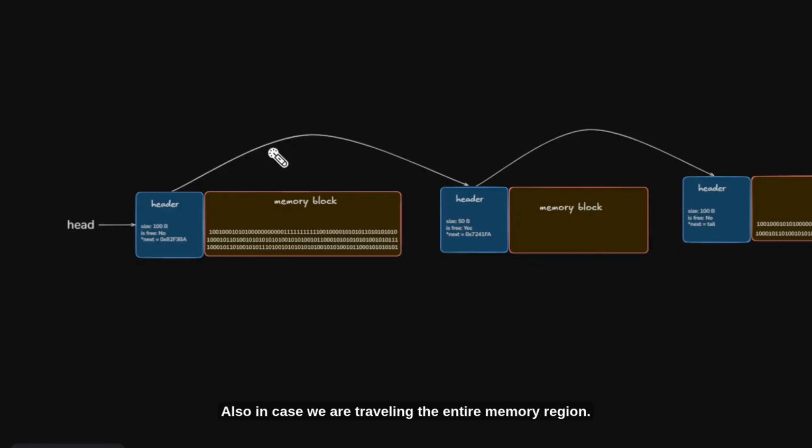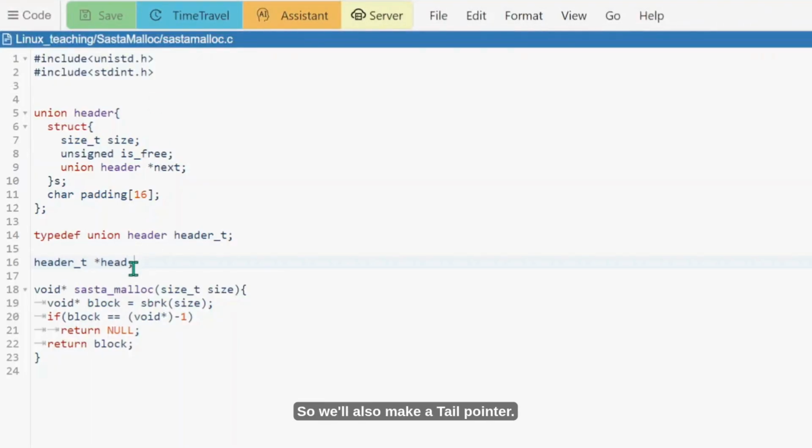Also, in case we are traversing the entire memory region, how will we know that we have reached the last memory block? For that we use a tail pointer. The header of the last memory region points to the tail pointer. So we'll also make a tail pointer. That's all.